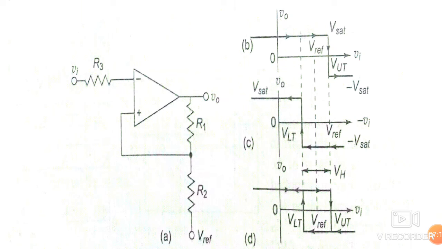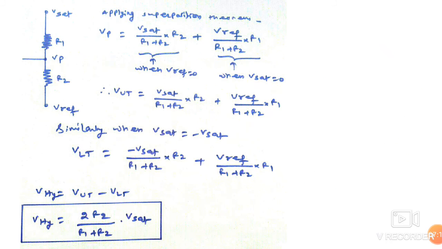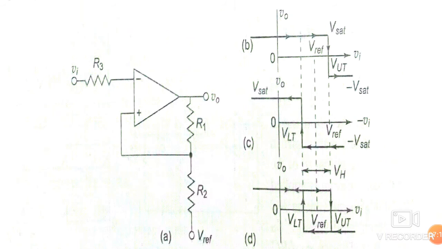So we can use the comparator circuit as a Schmitt trigger circuit to avoid this false triggering. So this is giving a final graph here.